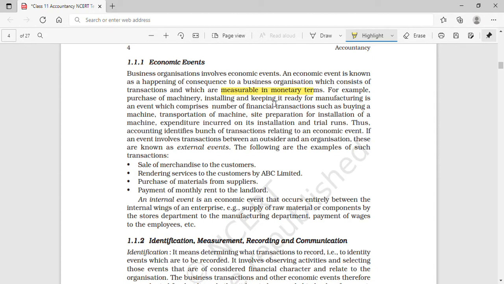For example, they mention here purchase of machinery, installations. Now, if you have a factory setup, you need to take into consideration the location, the transportation. How much will it cost? In case by default there are some other things which have come up, how would those expenses be used?